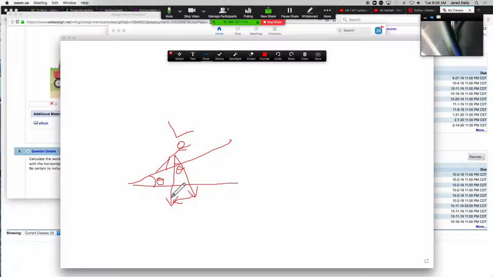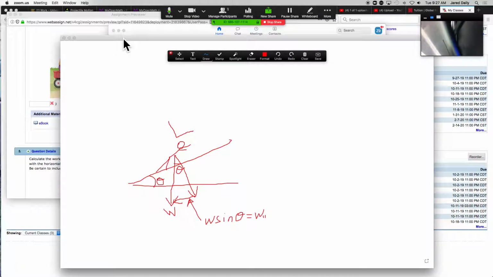So if this is my weight W right here, the one I'm interested in is this one, which is opposite the angle theta, which is going to be equal to W times the sine of theta. So that is the force of the weight that is parallel to the surface here. And so that one times the distance is going to give you the work that he has to do to overcome his own weight to get up that. So it's going to be W sine theta times the distance times the cosine of theta, which in this case is going to be 180 degrees, right?